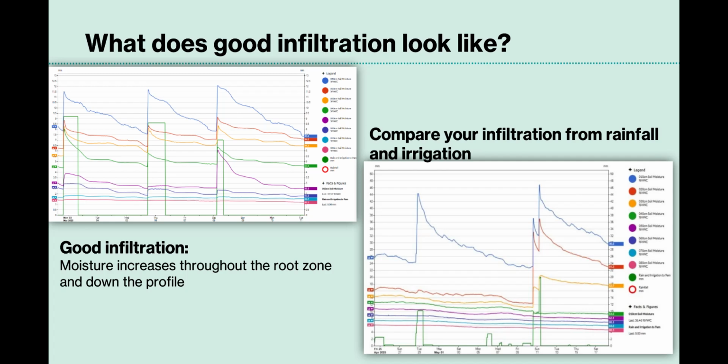Here we've got the difference between irrigation and rainfall. The latter has clearly infiltrated much better, and it's lifted moisture down to about 30 centimetres.